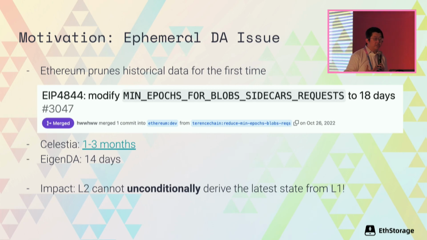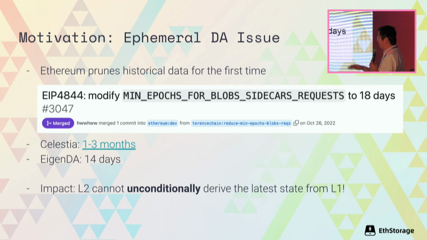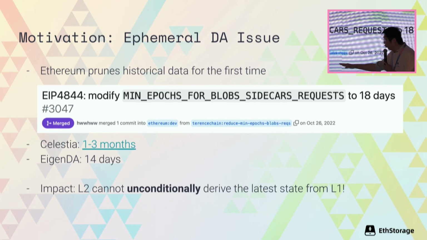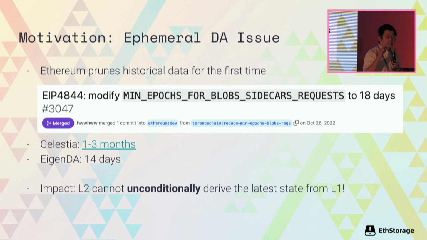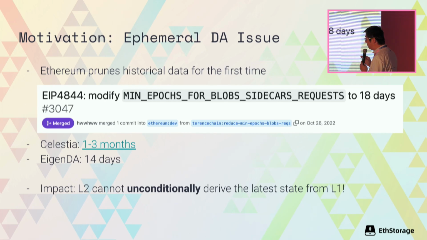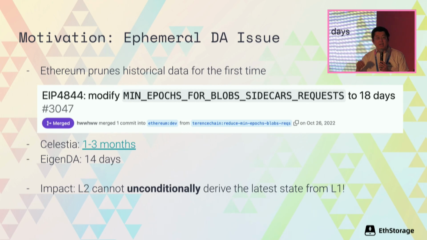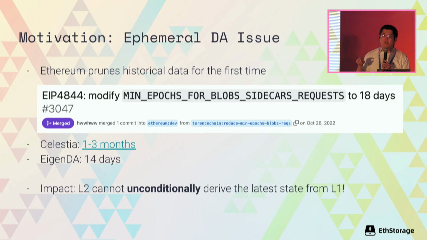This pruning creates a new fundamental issue for future blockchains, especially for layer 2s. If they would like to derive the latest state or security from Ethereum only, then they have to rely on some additional assumption or additional trust, because unlike today, that data will be discarded in 18 days. And such a plan is already scheduled for next month, on March 13.